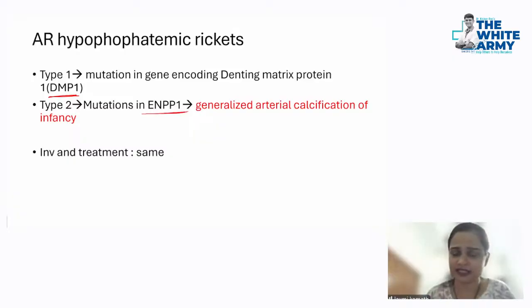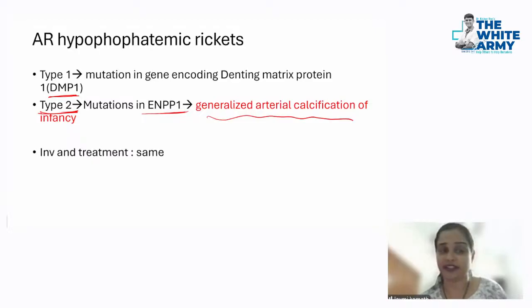You need not remember these words as such, but you should remember that in type 2, there is generalized arterial calcification of infancy. So we all know that calcification of arteries, atherosclerosis, is all after a certain age. But if we have a child who presents very early with arterial calcification, so when you palpate the peripheral pulses, you feel it to be a string-like pulse, or you feel the thickening of the arterial walls, that is when you should keep autosomal recessive hypophosphatemic rickets as the differential diagnosis.